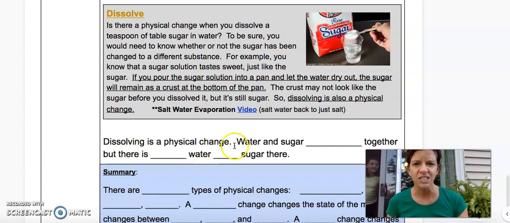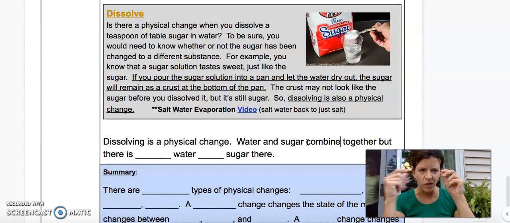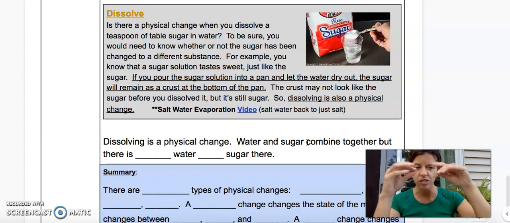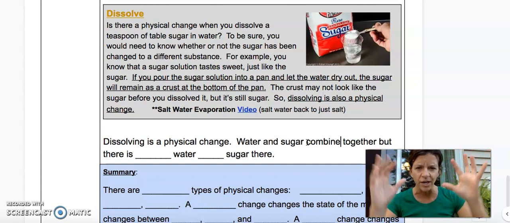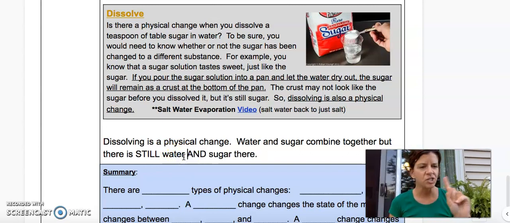Dissolving is a physical change. Water and sugar combine together, okay? But even though it looks different, because you can't see the sugar particles anymore, I can see Elsa in the background. Even though the sugar particles, or the salt particles, you can't see them, because they're dissolved and now it just looks like cloudy water, there is still water and sugar there. It did not change into something different.